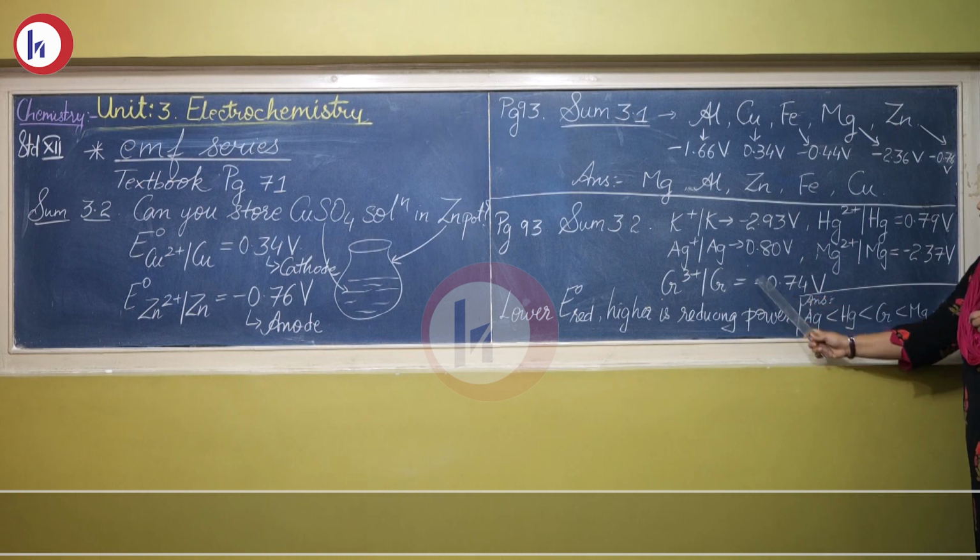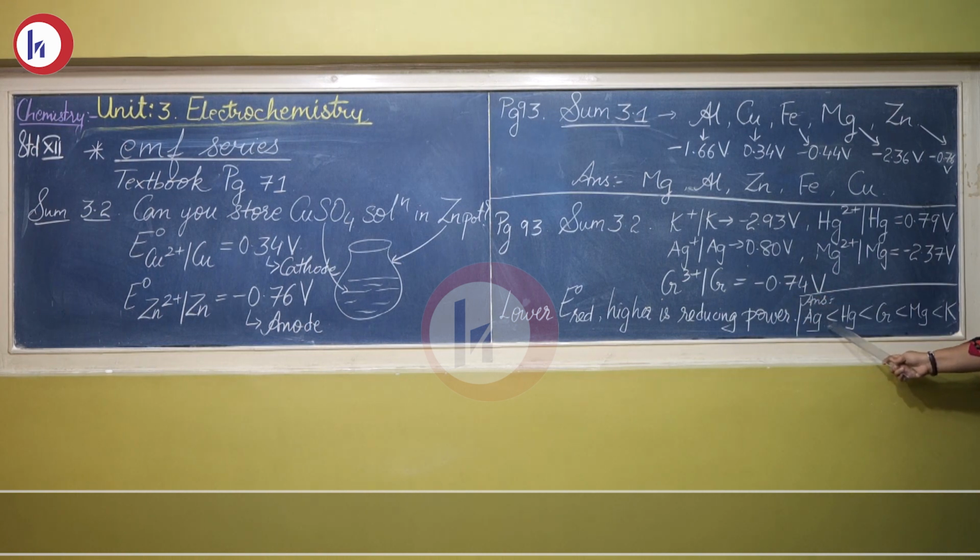And since the values are already given in the sum, we can arrange them in the following pattern. That is, the highest reduction potential value is exhibited by silver, which will have the least reducing power, then mercury, then chromium, then magnesium, and the highest reducing power will be shown by potassium.